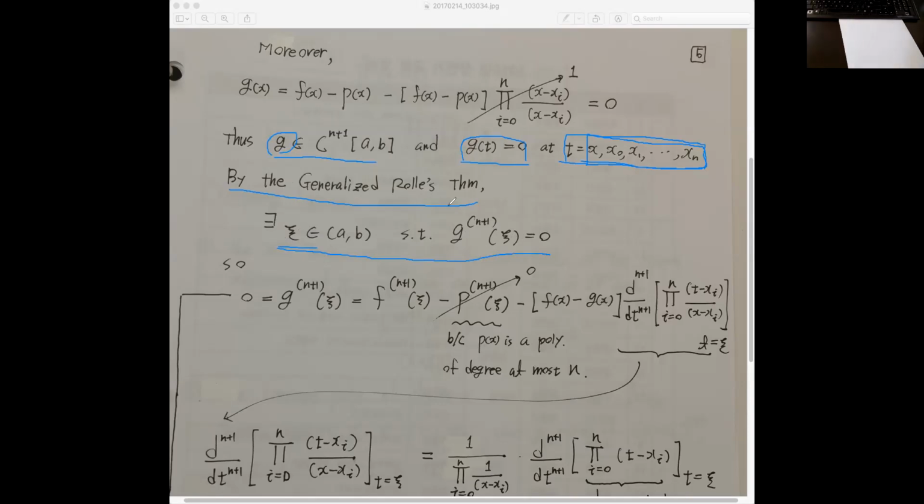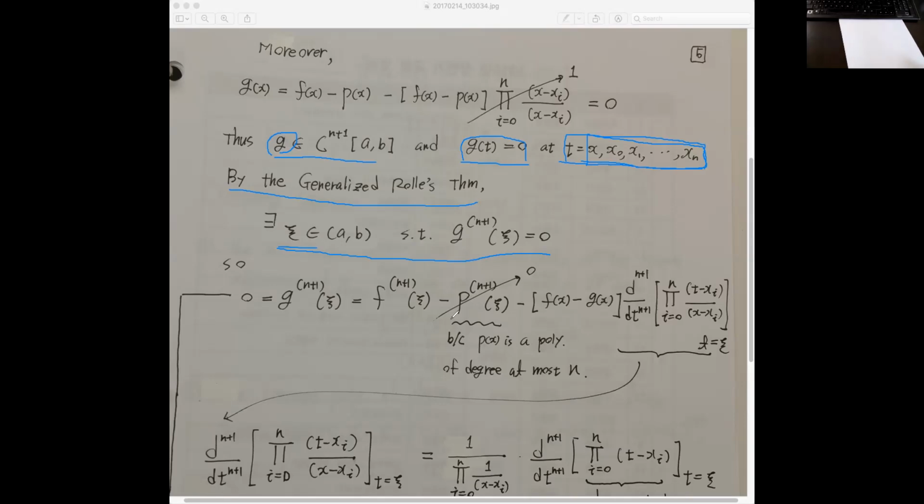Okay, so let me keep continuing to look at this. Now g^(n+1)(psi) is equal to, so what are we going to do? We're going to figure out the (n+1)th derivative of g. Since we defined g, it's the (n+1)th derivative of f minus the (n+1)th derivative of p. By the way, this is 0, right? Why? Because p is what? The approximating polynomial using the nth degree Lagrange polynomial. So the degree of p is n.